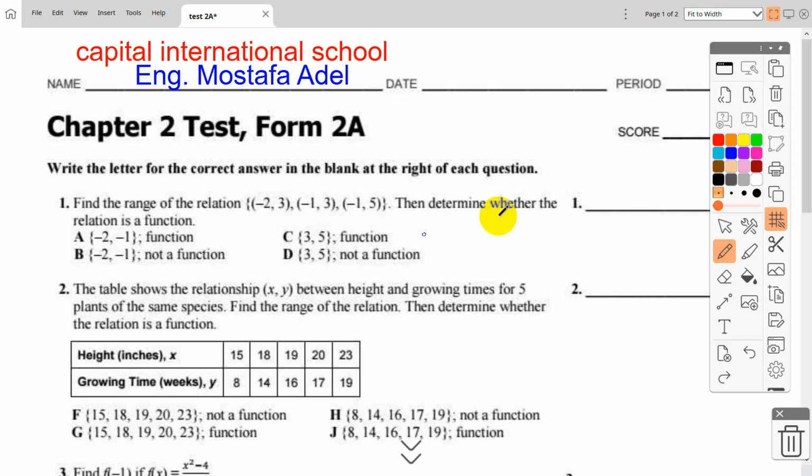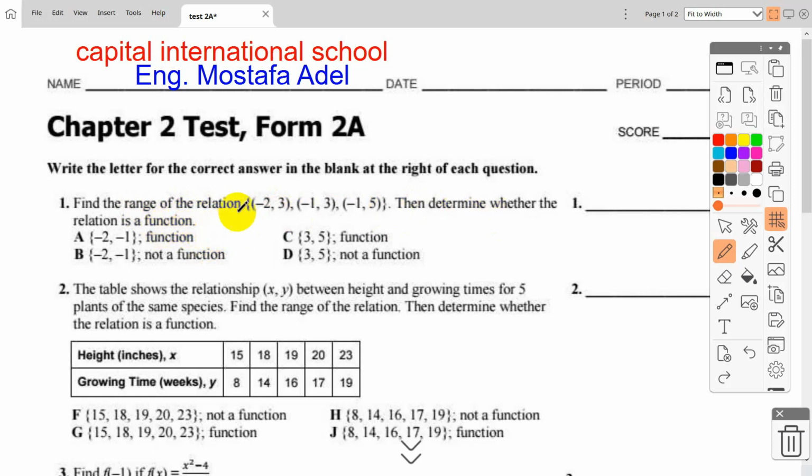The first question says, find the range of the relation set of (-2, 3), (-1, 3), (-1, 5), then determine whether the relation is a function or not. The question consists of two parts. The first part requires finding the range of the relation. The second part requires determining whether the relation is a function or not.